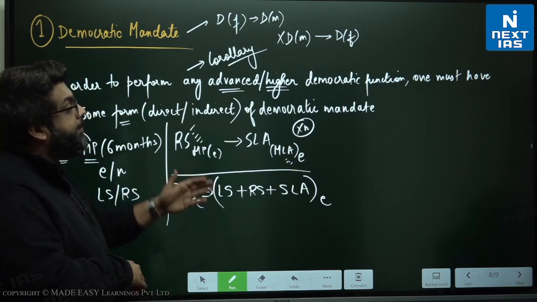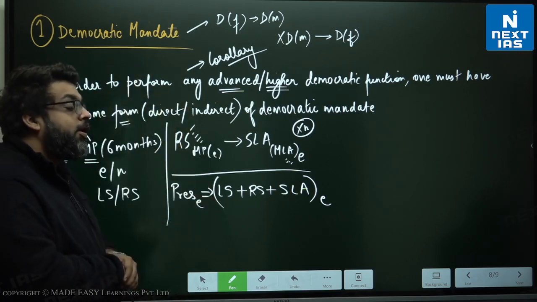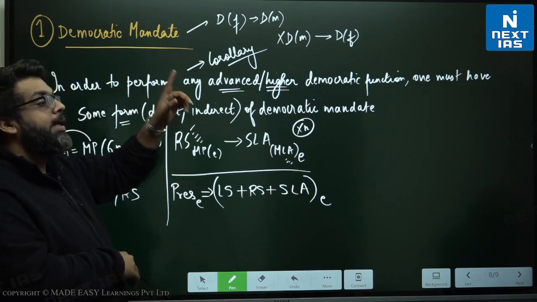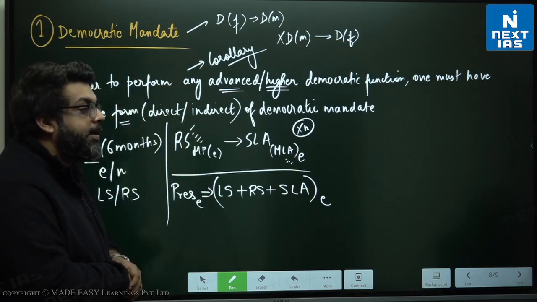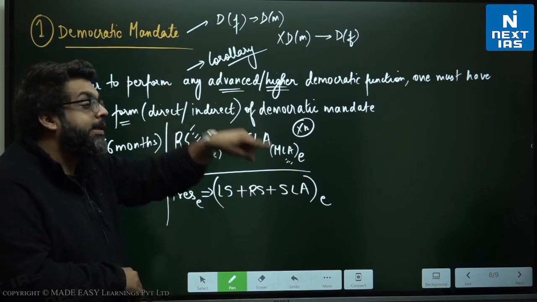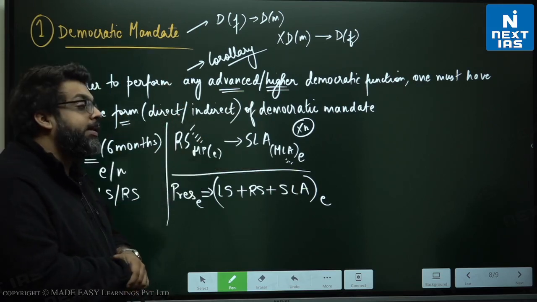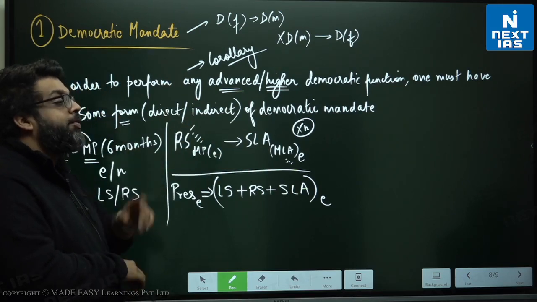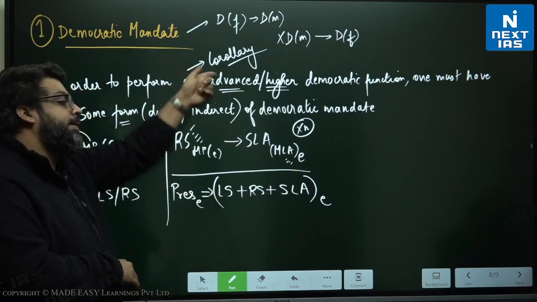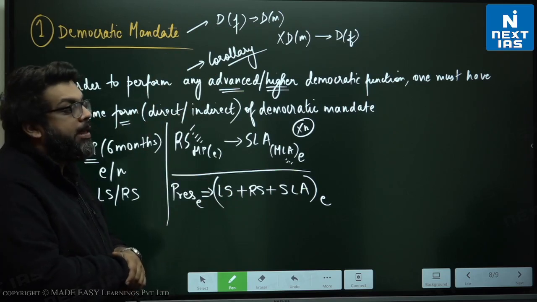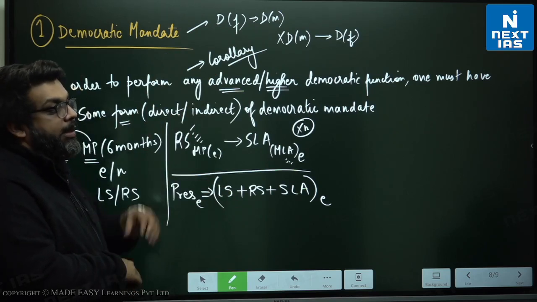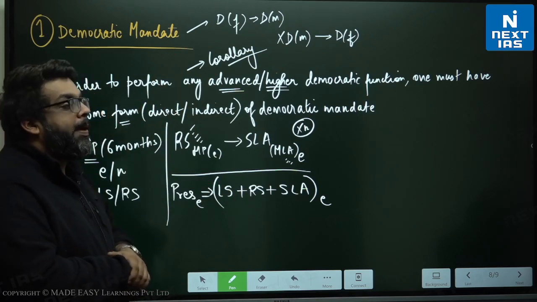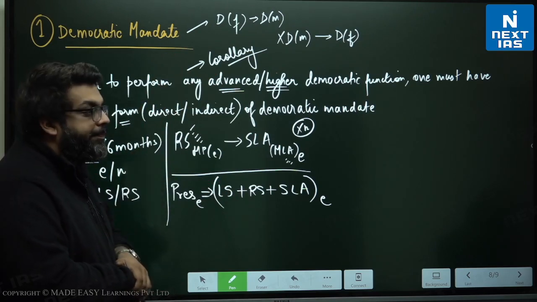If you are participating in the advanced function of choosing the very first citizen of the country, the highest constitutional office in the country, you yourself should have been elected in the first place. If not, then you don't have the right to participate in a presidential election. A simple application of what is called a democratic mandate, rule number 1.